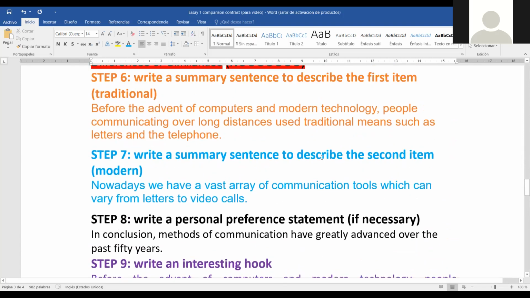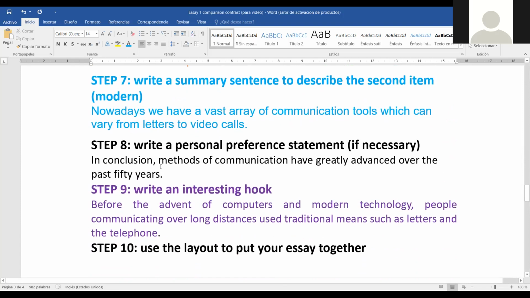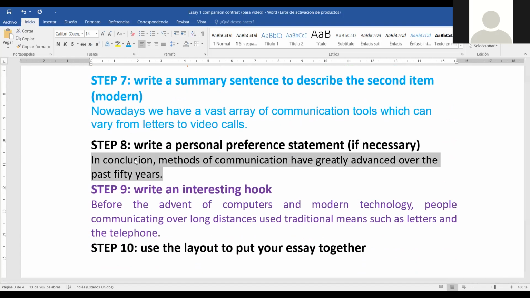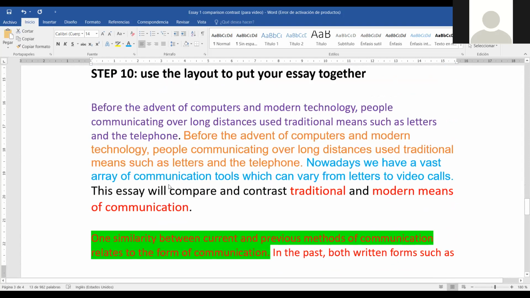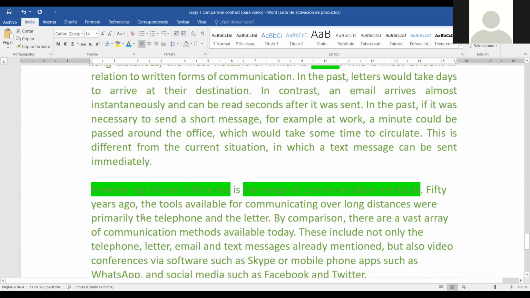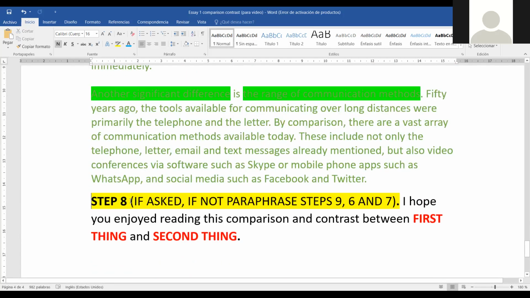So let's see. I only put this one. In conclusion, methods of communication, blah, blah, blah, which also summarizes my hook that I have already explained to you. So this will be my step 8, excuse me.